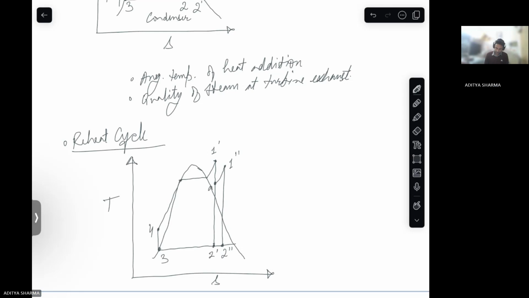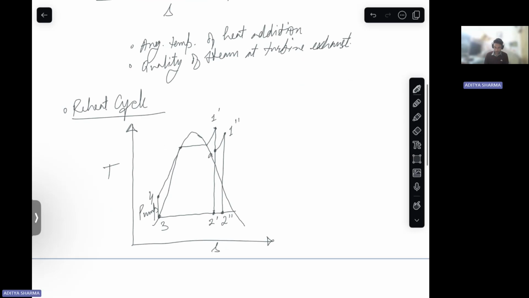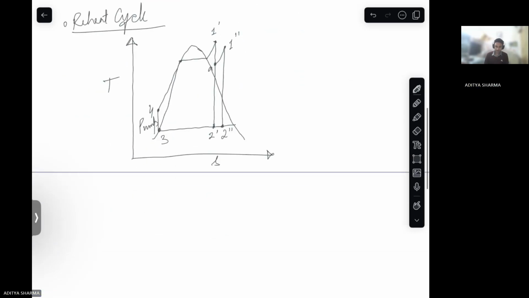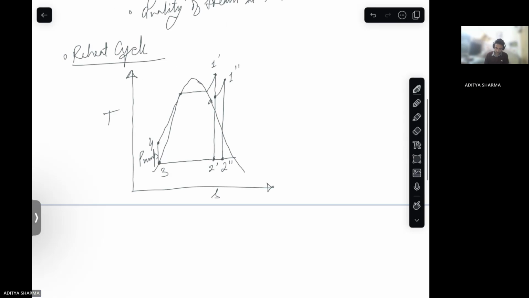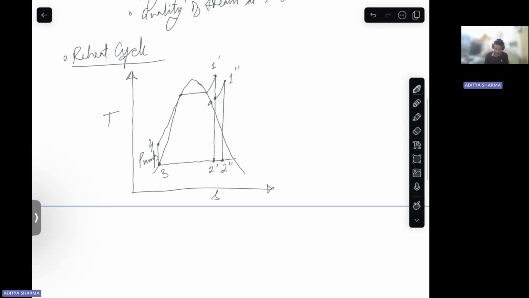And then again it expands from 1 double dash to 2 double dash, and then it condenses towards 3, and then here we have the pump. Okay. So what this signifies is, here if you see the steam quality increases. Okay. So this is your reheat cycle.